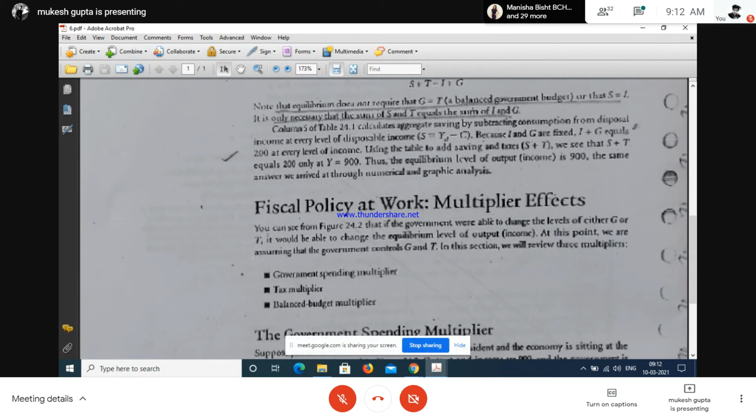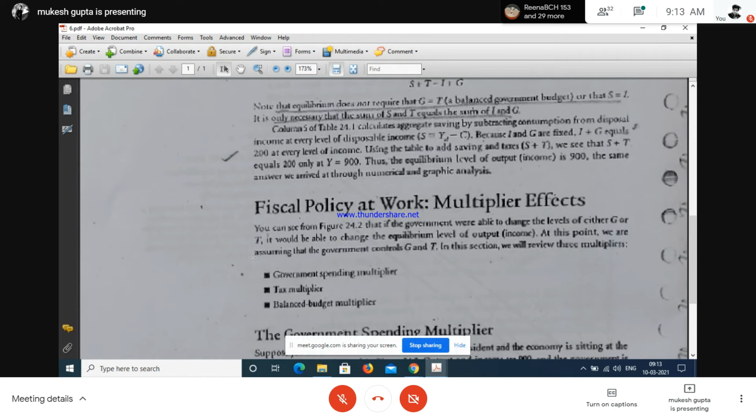Here, in the government spending multiplier, let me give one example. Suppose the government wants to construct a highway, and the government spends, let's say, 100 crore rupees. So what will the government do? The government is going to purchase the raw materials for the highway and hire workers, giving them wages.